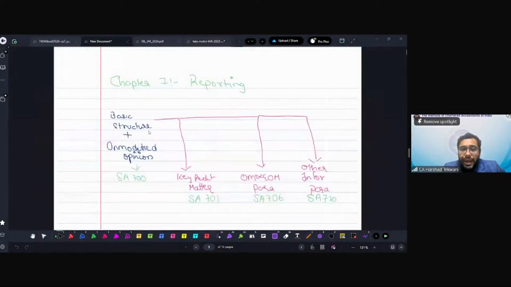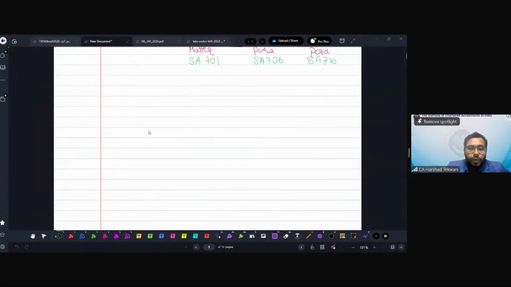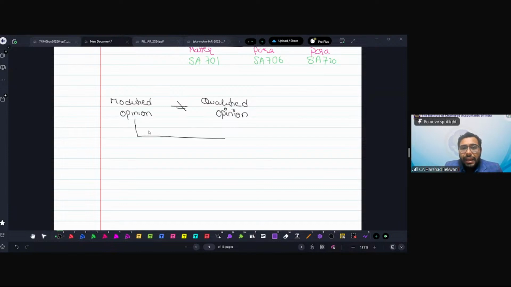Another thing to understand is that when I say modified opinion, that is not equal to qualified opinion. Understand that. There is a difference between modified opinion and qualified opinion. Modified opinion can include qualified opinion.